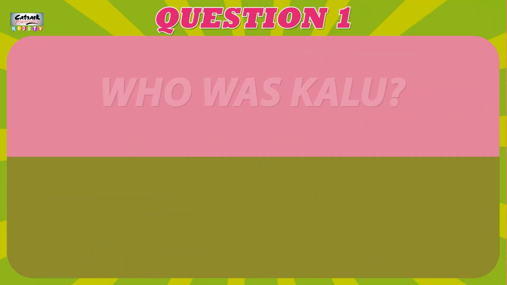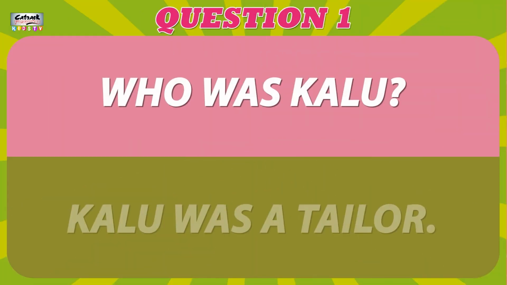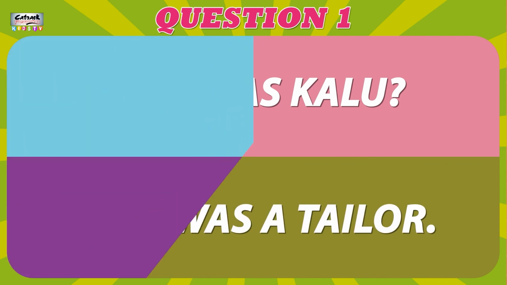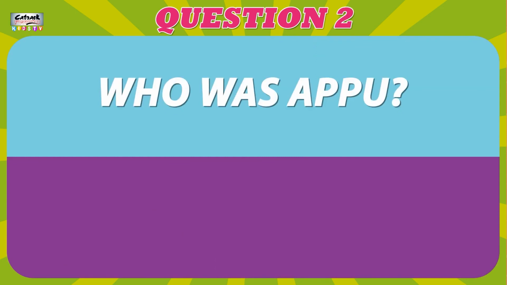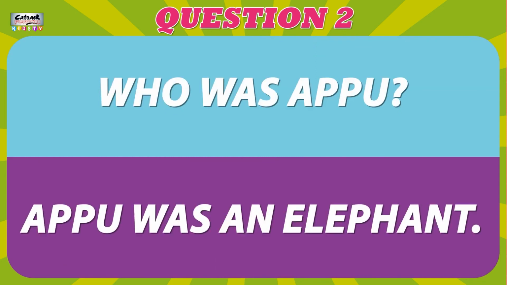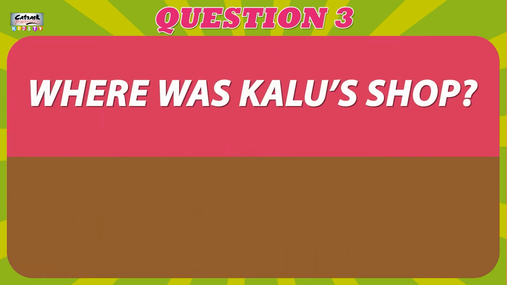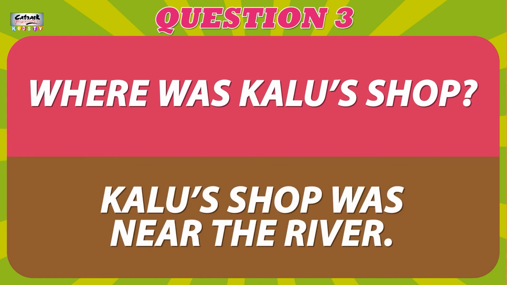Question 1. Who was Kalu? Answer. Kalu was a tailor. Question 2. Who was Apu? Answer. Apu was an elephant. Question 3. Where was Kalu's shop? Answer. Kalu's shop was near the river.